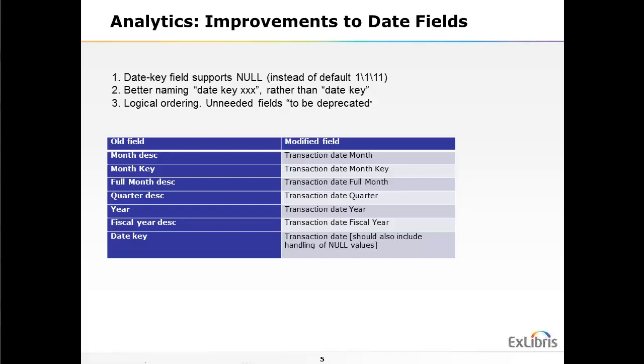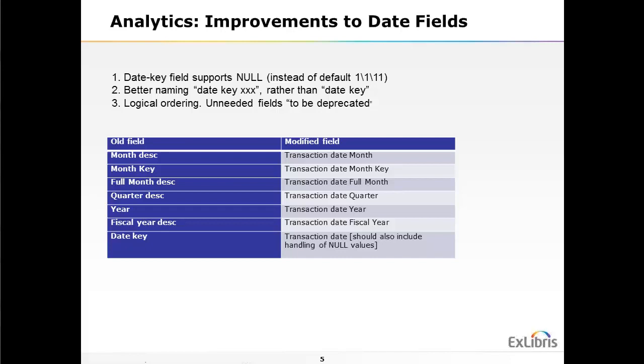The first is that date key field supports null values. So up until now, if there was a date field that was empty, it was marked as the default date 1/1/11, right? There's just a junk date that Alma put in there as a placeholder. So now this placeholder is no longer necessary, and the field will just appear as empty if it is null. So the first update is that date keys now support null.